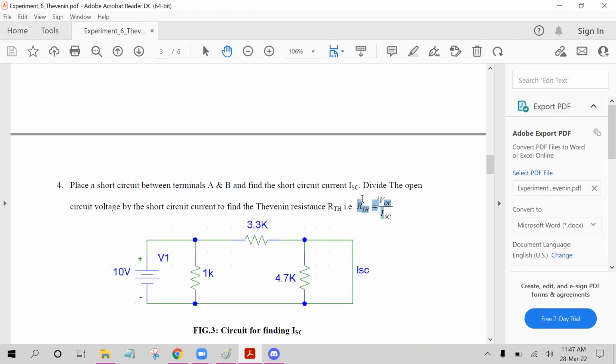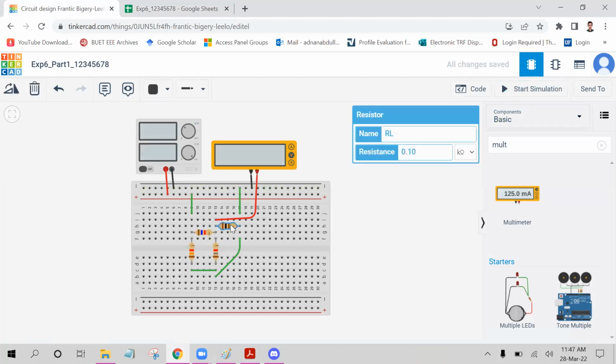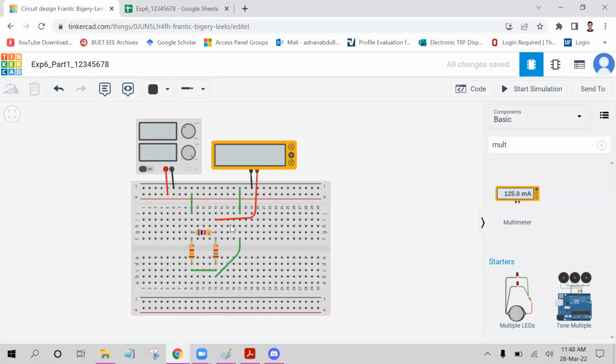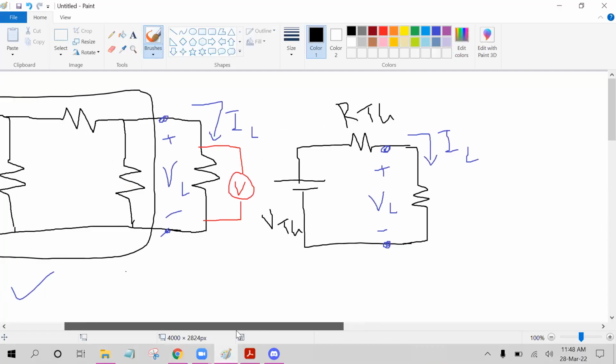Is it clear to everybody how we can measure VThevenin and RThevenin? Yes, sir. Okay, so let's do it in Tinkercad. First, let's measure the VThevenin. To measure VThevenin, we just need to disconnect or open circuit this load, right? So just click on this load resistor and delete it.